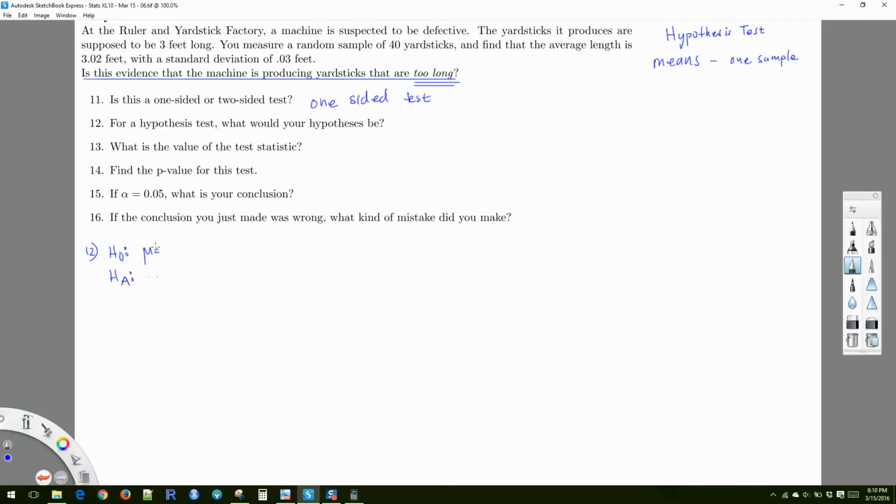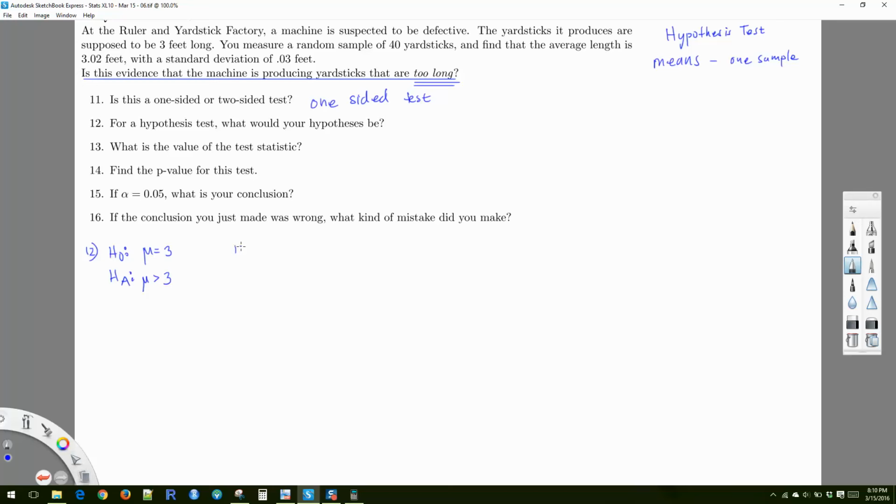And then so we have an equal sign and it's going to have a mu. What's the number that our mu is supposed to be equal to? 3, okay? So we want this equal to 3, and we want to know, is it too long? So it's going to be, is the average of our yardsticks produced longer than 3? Okay, so these are going to be our hypotheses.